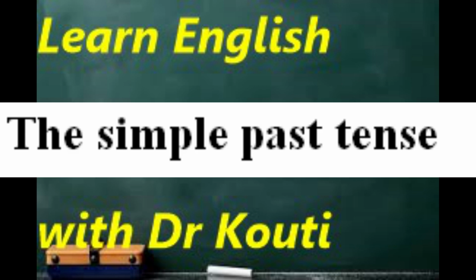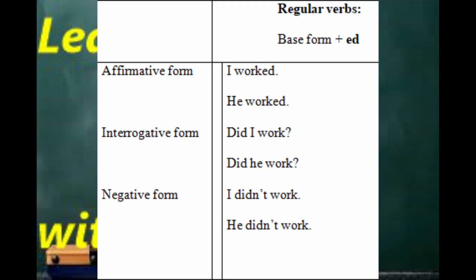Let's see the three forms in the past simple. I mean affirmative, interrogative, and negative. Let's take, for example, the verb to work in the past. We have the base form work plus ed. For example, I worked. He worked. Interrogative form. Did I work? Did he work? Negative form. I didn't work. He didn't work. Great. So this is an example of a regular verb.